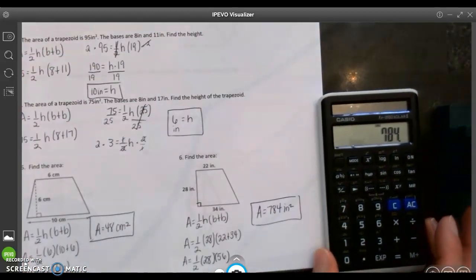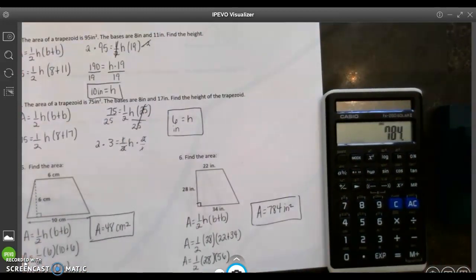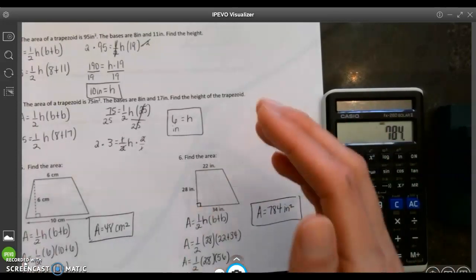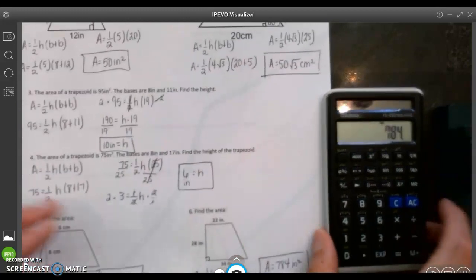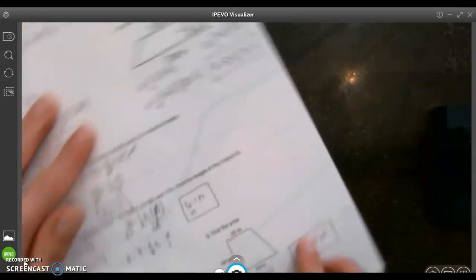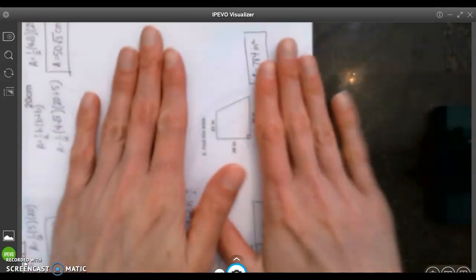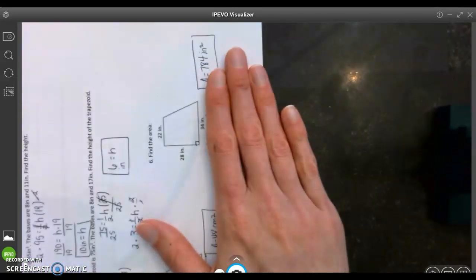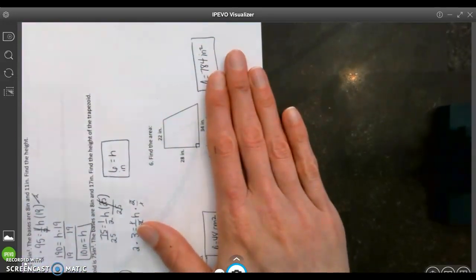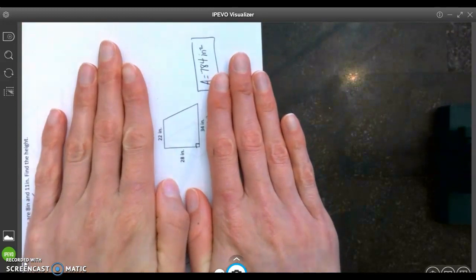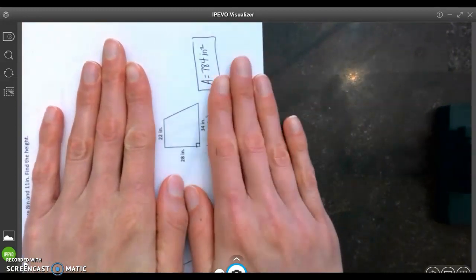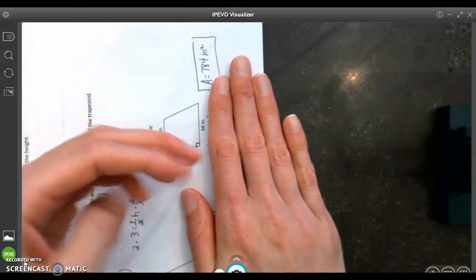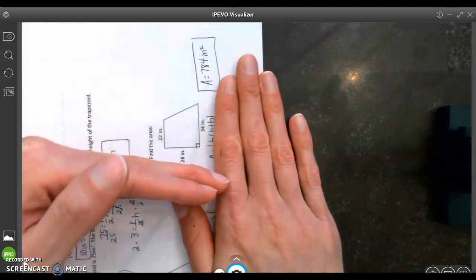The last thing that I want to say is that with these, my trapezoid doesn't have to be oriented the same way it is on this page. So I want to take this last one for example. If I turned it this way and we had that problem, 28 is still the height. So that's the tricky thing about this. 28 is not a base just because it's now sitting on the 28.